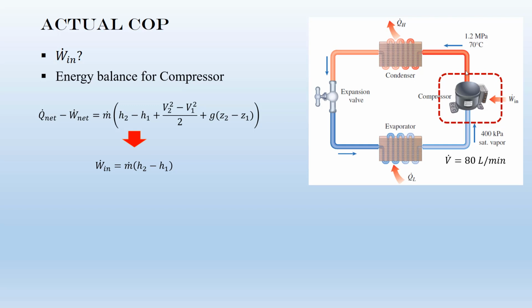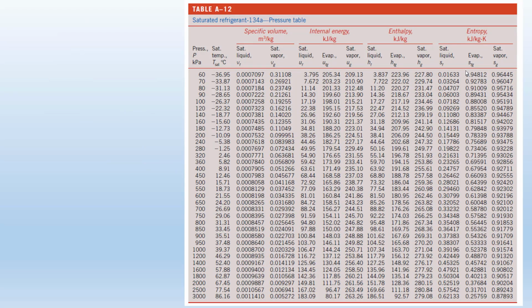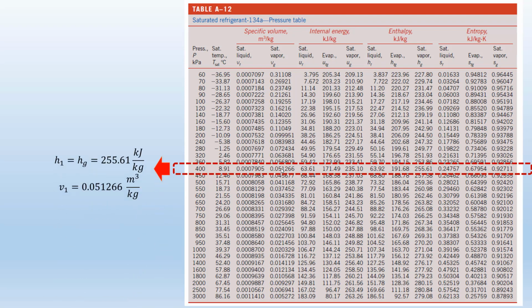Okay, to find the H1 and H2, I use Table A-12, thermophysical properties for saturated refrigerant-134a. This is a pressure table. For the first state, the fluid entering the compressor, we know the pressure is 400 kilopascals, and this is saturated vapor. So you can read Hg and also vg as thermophysical properties of this fluid.